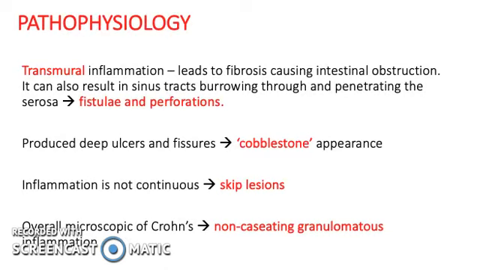It's a transmural inflammation leading to fibrosis causing intestinal obstruction. It can also result in sinus tracts burrowing through and penetrating the serosa. These are called fistulas and perforations. It leads to a cobblestone appearance, which produces deep ulcers and fissures. There are skip lesions and non-caseating granulomas.